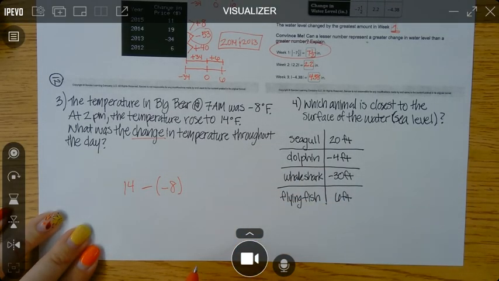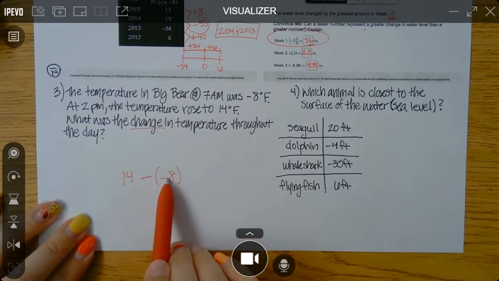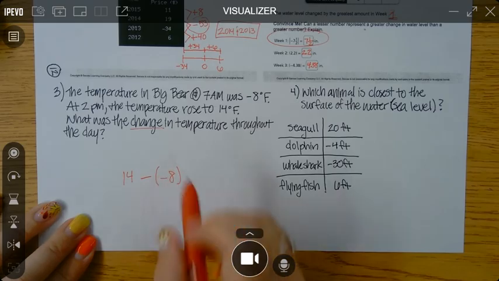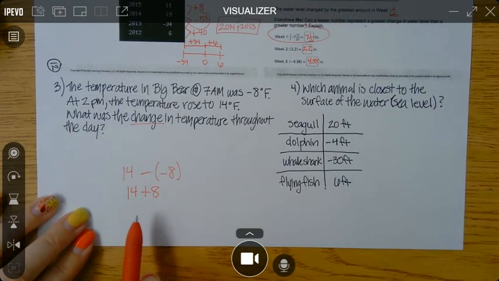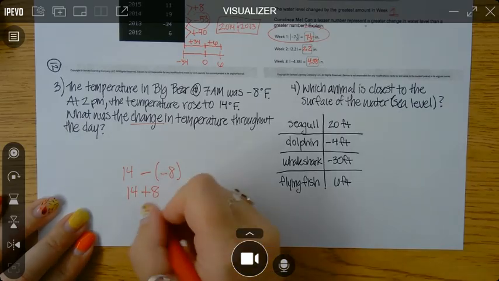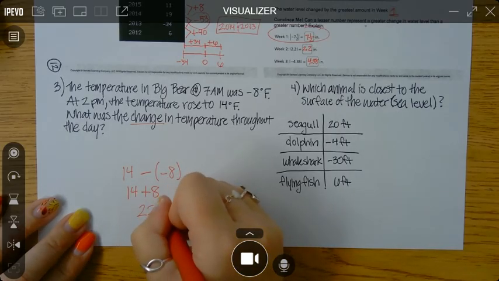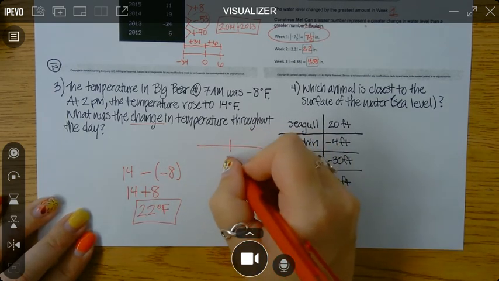And you're like, well, that looks weird. And you're right, it does, because this doesn't happen often. But what it's saying is, what's the opposite of a negative 8? Well, the opposite of a negative 8 is a positive 8. So now you have this where it looks normal, 14 plus 8. And you're like, well, what's 14 plus 8? It's a change of 22 degrees Fahrenheit. You're like, that seems weird. Well, let's draw yourself a little picture.